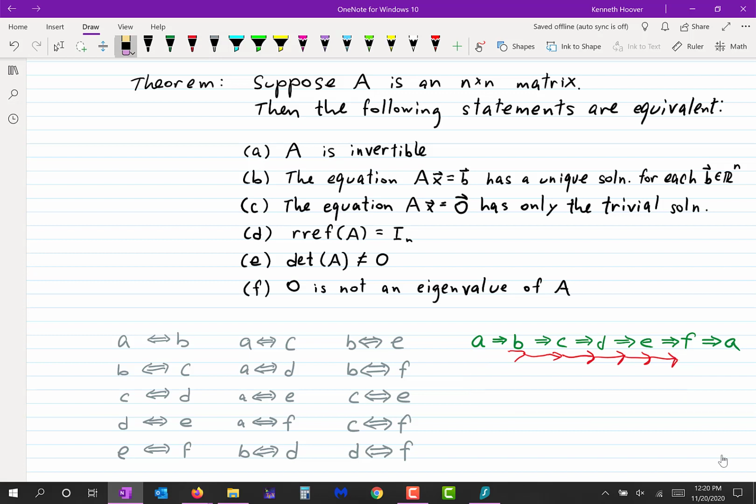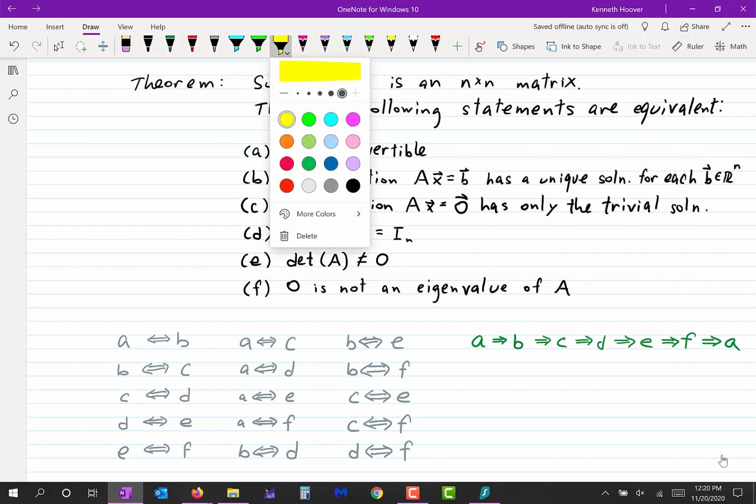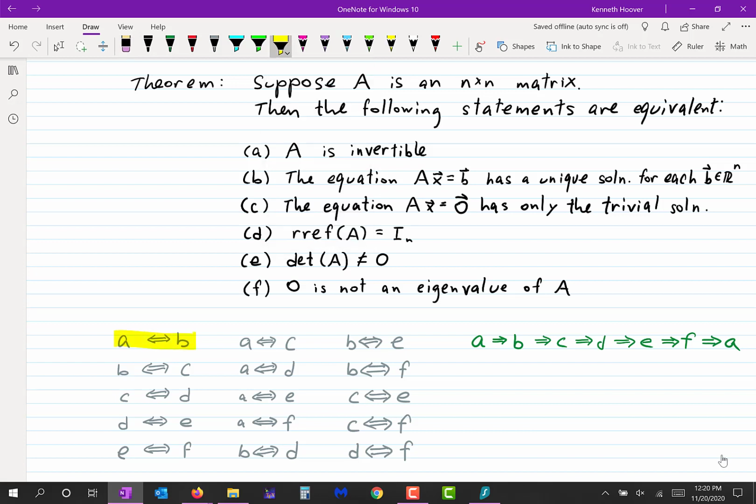So that means that every statement implies every other statement. And that's really what a biconditional is. In the extreme small case, you would just have two statements, A and B. To say A if and only if B means that each statement implies the other statement. Here we have every statement implies every other statement.